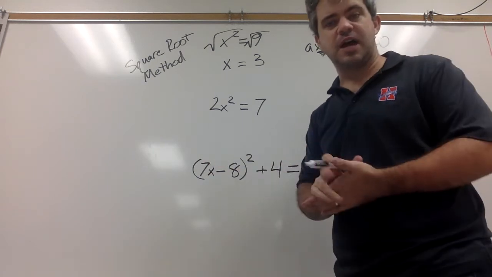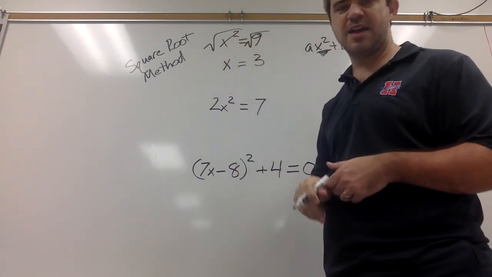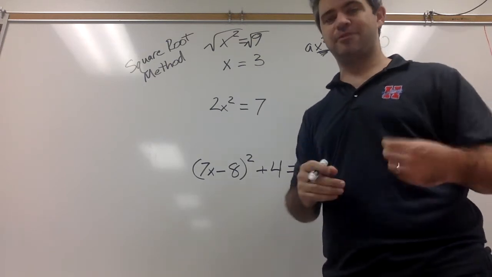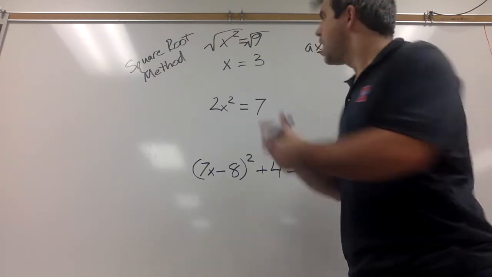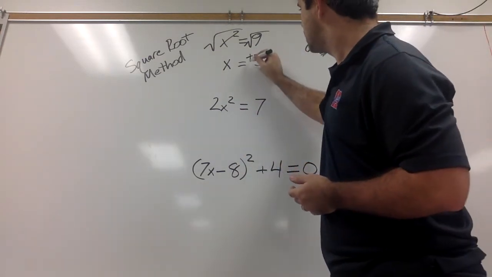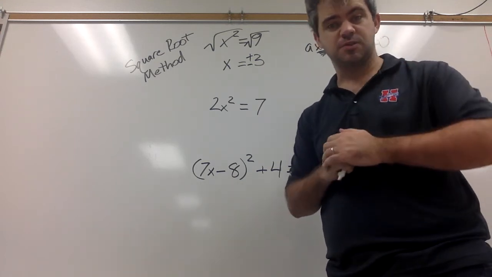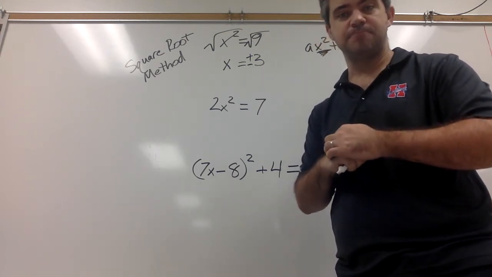And it looks like we're done, but we're not. Because yes, 3 squared equals 9, but also negative 3 squared equals 9. Whenever we square root both sides of an expression, we need to acknowledge that it could be plus or minus. So we have two answers, positive 3 and negative 3.